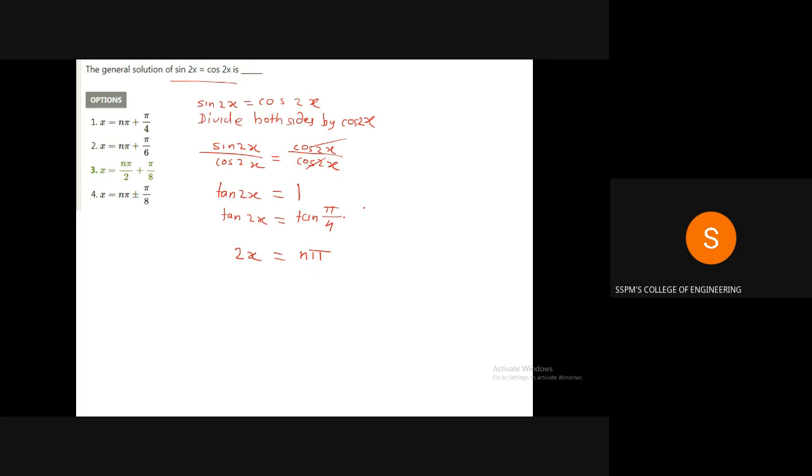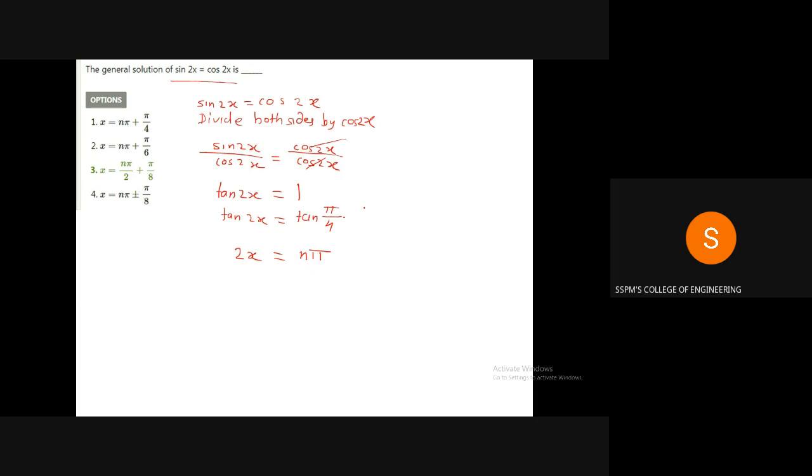Okay, it is pi by 8. See, you have to remember this. Okay, what we have done here, you have to remember this. Whenever tan theta is equal to tan alpha, it implies that theta is equal to n pi plus alpha. Okay, n pi plus alpha. That is what we have written here.